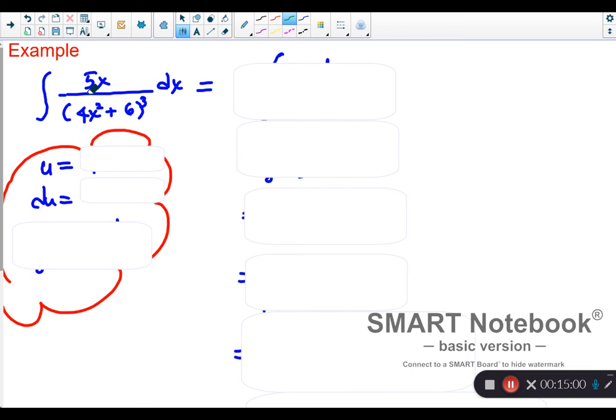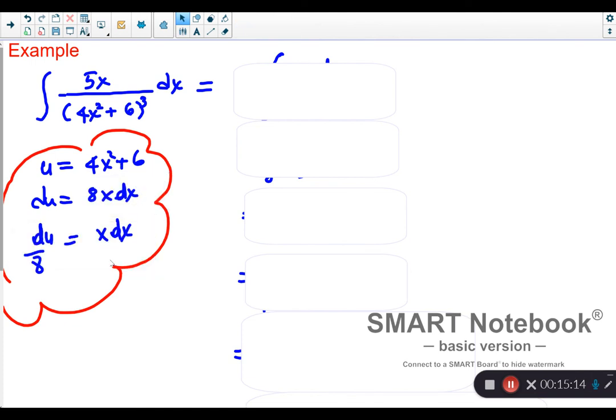Then du would be 8x dx, and ultimately, I'm going to need to know what is x dx. That's what I see on the top. So solve for x dx, which will give you du over 8. This would be a great place to pause this video and to try to finish the problem all the way to the end, and then let's check your answers in a few moments.